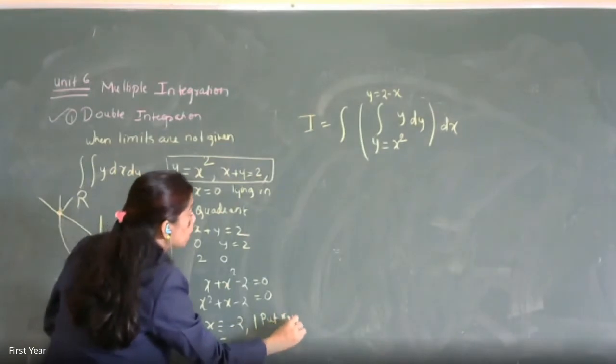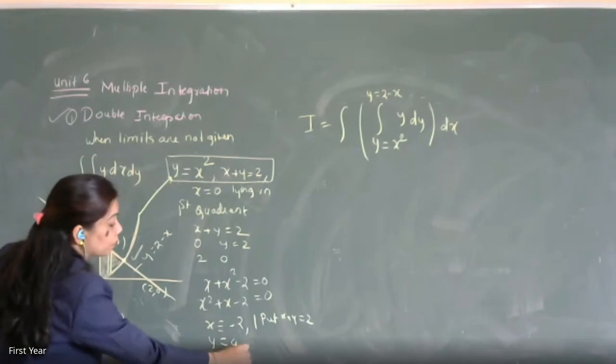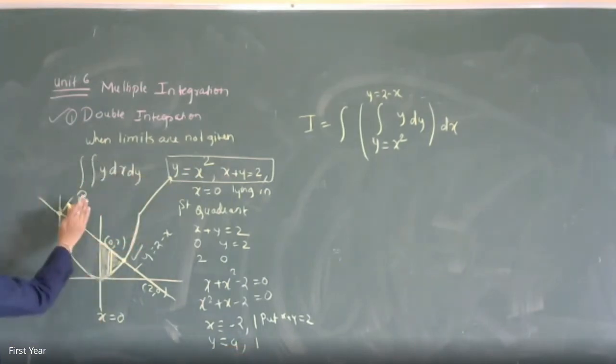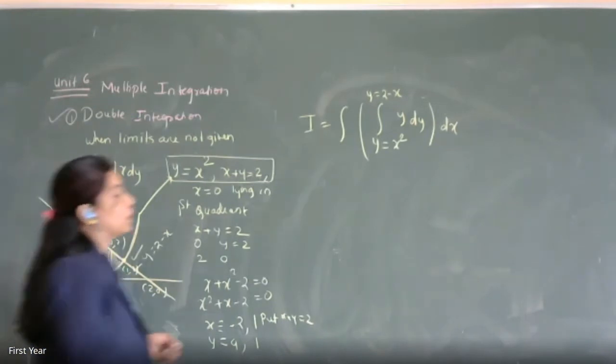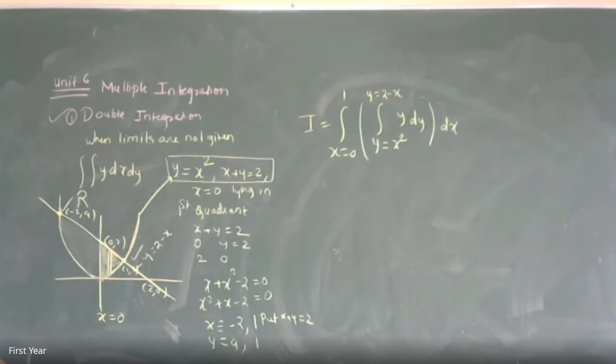Put in x plus y is equal to 2. So when x is minus 2, y will be 4. And when x is 1, y will be 1. So these points are minus 2, 4, and 1, 1. Is this clear what we did? Everyone? Yes, ma'am. Ritika? Yes, ma'am. So you got this one. That's why the minimum value of x is 0, maximum value of x is 1. So x is equal to 0 to 1.